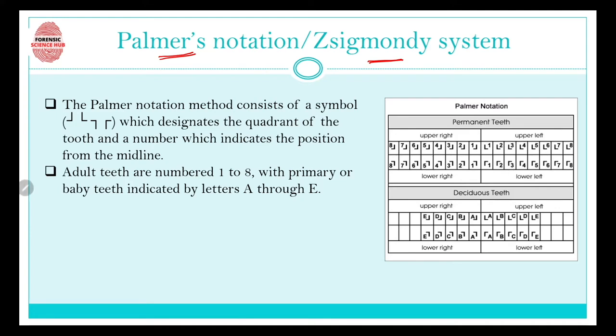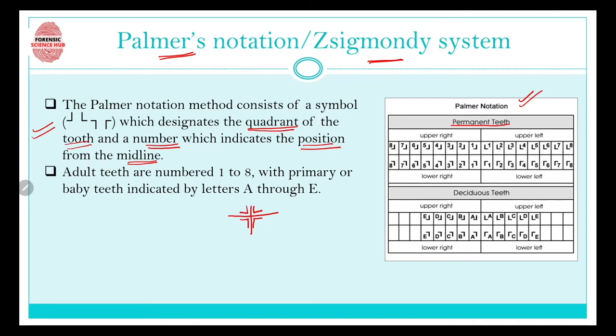The Palmer notation method consists of symbols. These four symbols are used which designate the quadrant of the tooth, and also numbers are used which indicate the position of the tooth from the midline. So let's have a look here. First, the permanent teeth. Here in Palmer notation, both symbols and numbers are used. You know that this is a quadrant, right? So for this quadrant, this symbol is used. For this quadrant, this symbol is used. For this quadrant, this symbol is used. And for this one, this is used. So this is pretty easy, right?